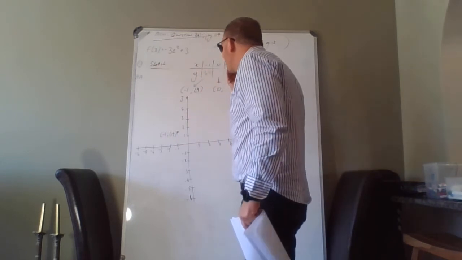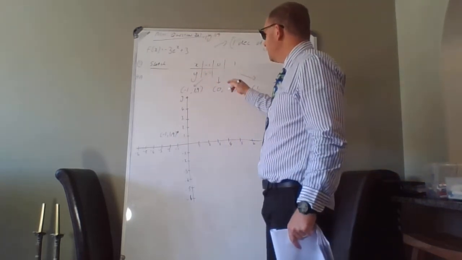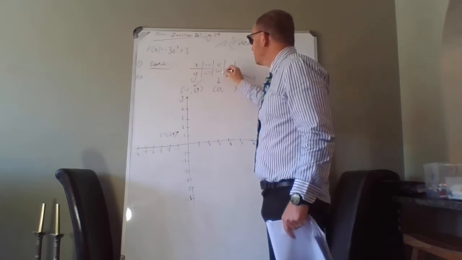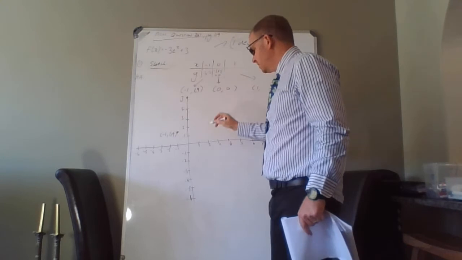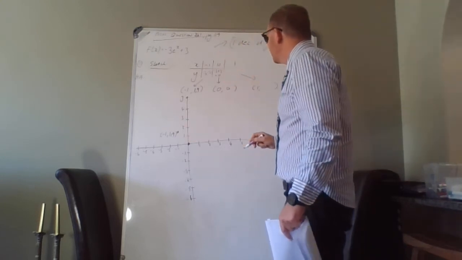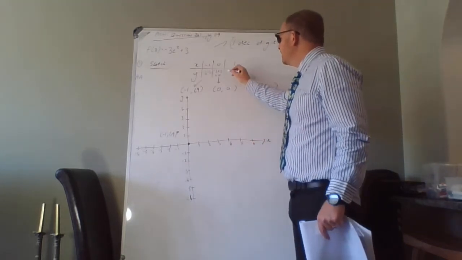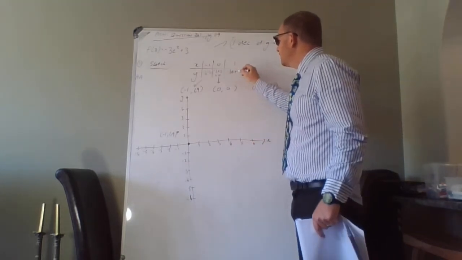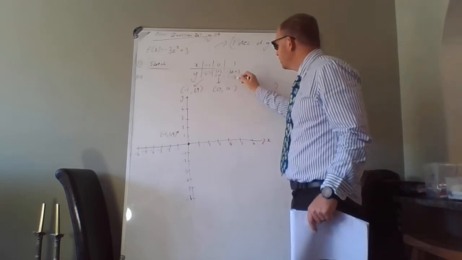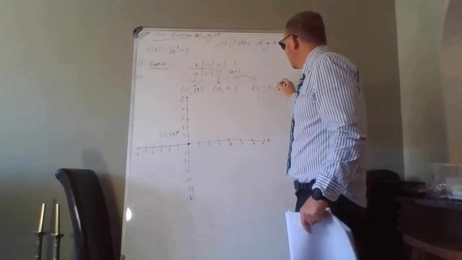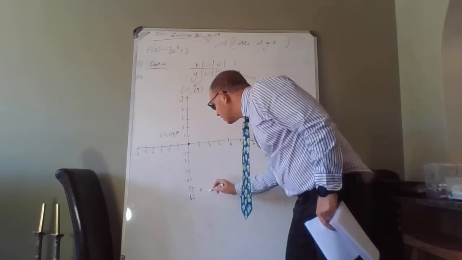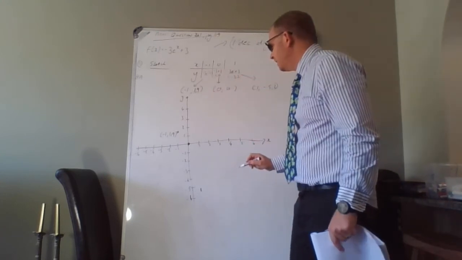Okay. Then if x is equal to 0, you're going to get negative 3 plus 3, which is 0. So it's going to go through the origin, 0, 0. That point over there. And if x is equal to 1, you get negative 3 times e plus 3, which is a negative number, negative 5.2. So I get 1, negative 5.2, approximately over here.